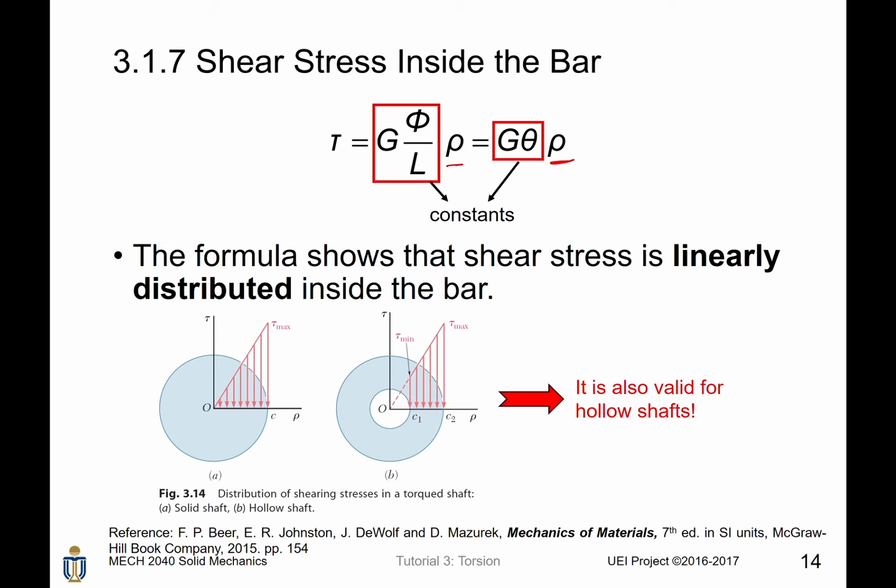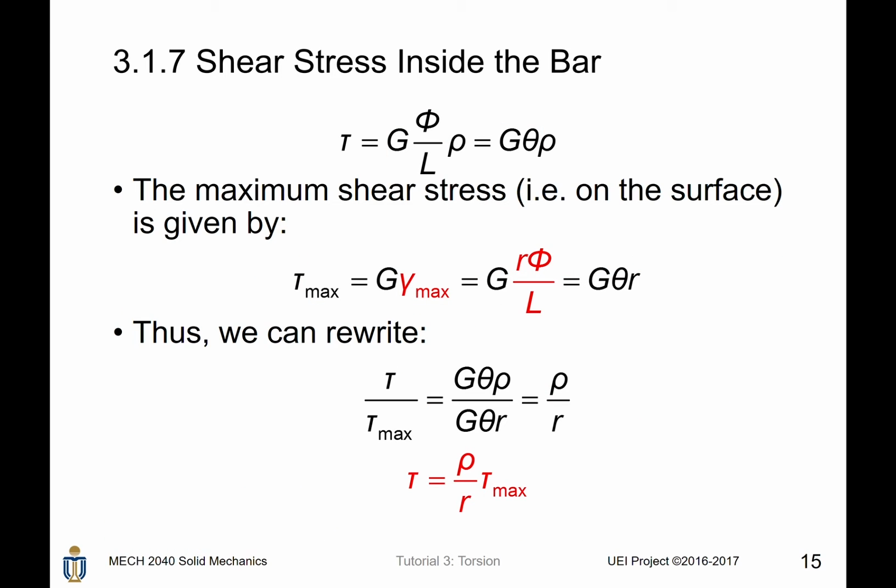This formula shows that the shear stress is linearly distributed inside the bar. Notice that this phenomenon is also valid for hollow shafts, and it is left to you as an exercise to prove it. For the maximum shear stress, we just multiply the maximum shear strain by the shear modulus. The result will be like this. Consequently, we can find the ratio of the shear stress of any element inside the bar to that of the maximum. We find that this ratio equals ρ divided by R.